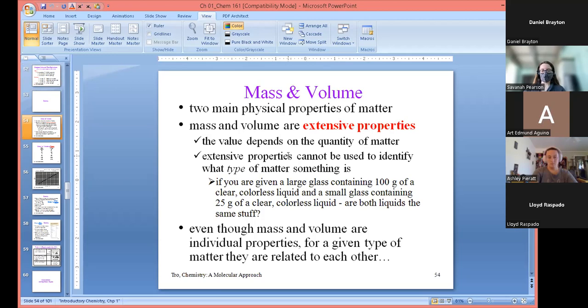And by that, I mean, you know, an aircraft carrier is made of iron, and so are nails. And it doesn't matter whether you have a tiny little nail or you're talking about a huge aircraft carrier, the density of that iron is the same.